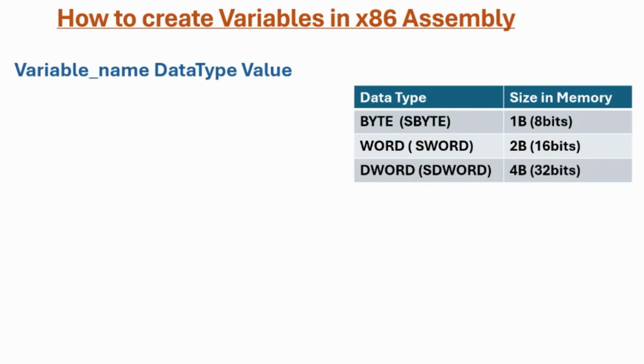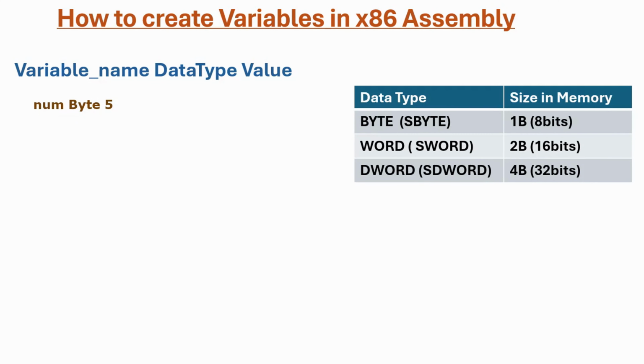Let's say I'm going to create a variable num. It is the name of the variable, then the data type, let's say byte, and I'm going to say 5. So that's it. This is how you create a variable. Now this variable name is num, its type is byte, and its value is 5. That means in memory, the size of a byte is associated with num, and the value 5 is stored in that specific memory.